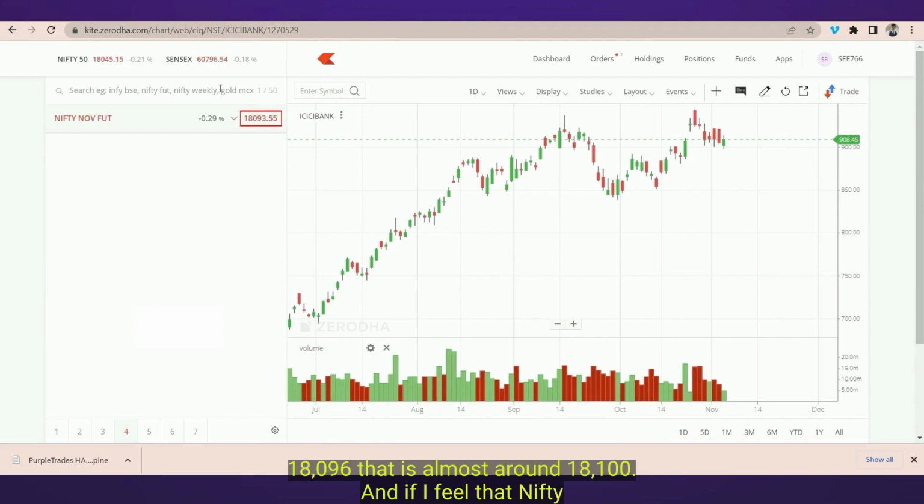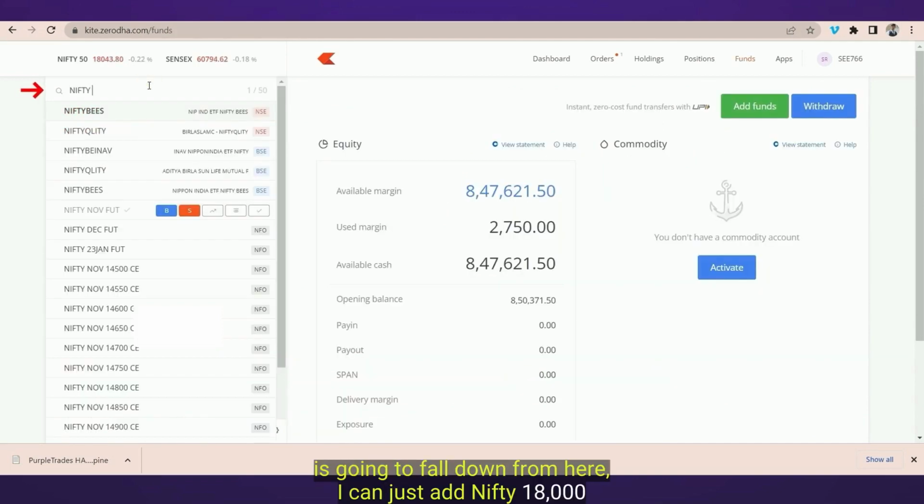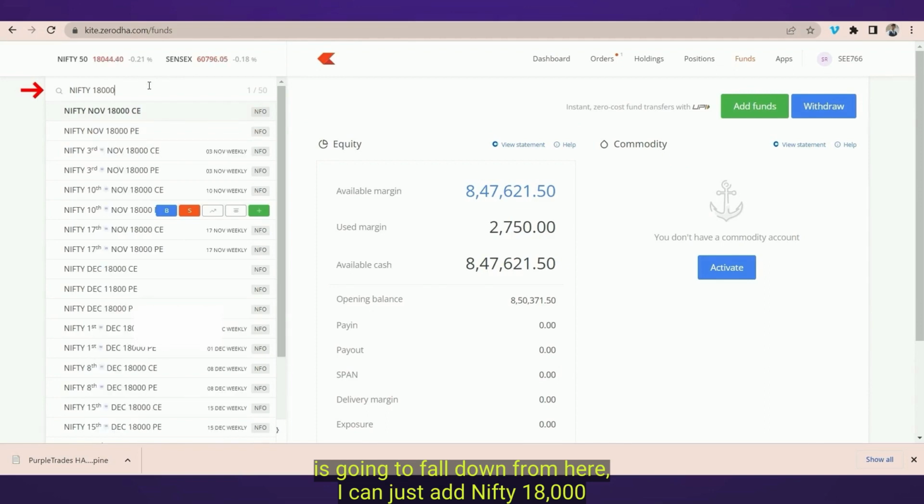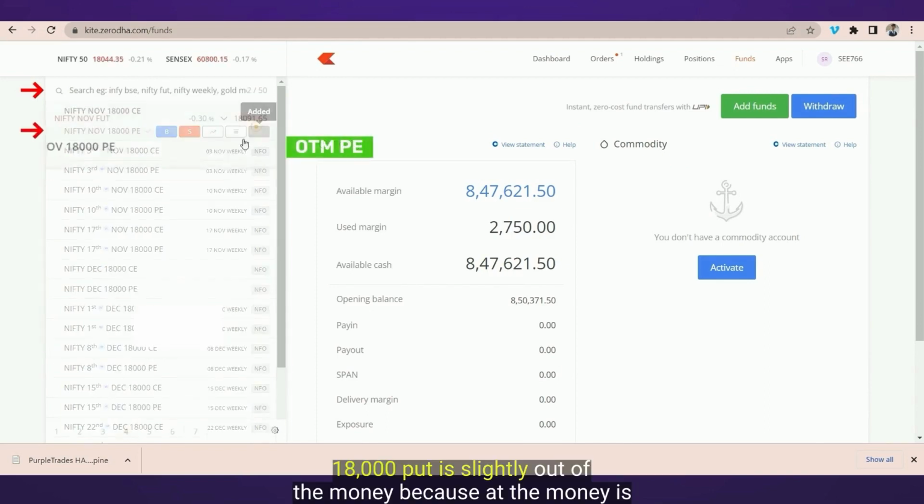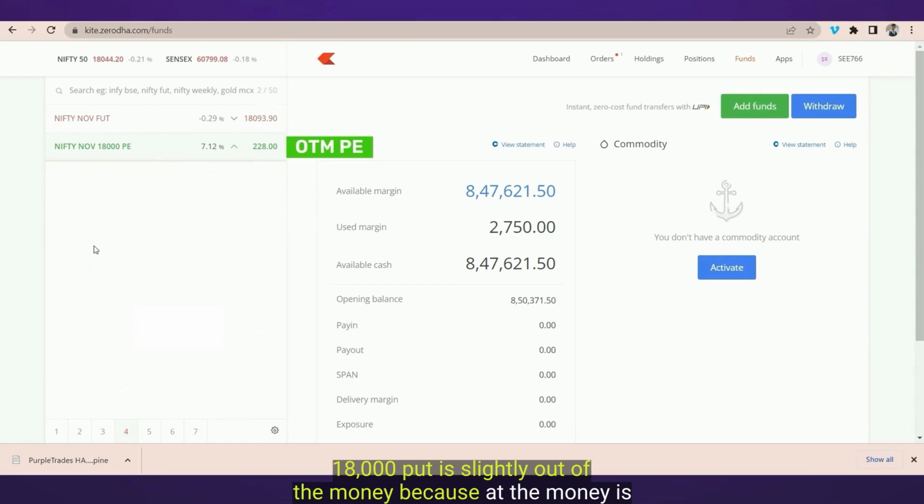And if I feel that Nifty is going to fall down from here, I can just add the Nifty 18,000 put. The 18,000 put is slightly out of the money because at the money is 18,100. One strike out becomes the 18,000 put.